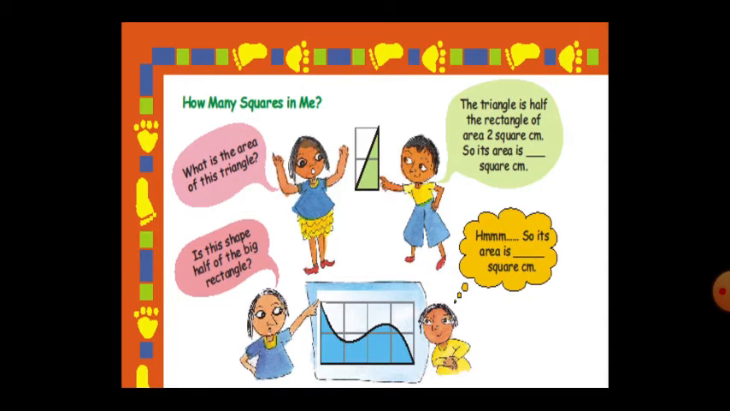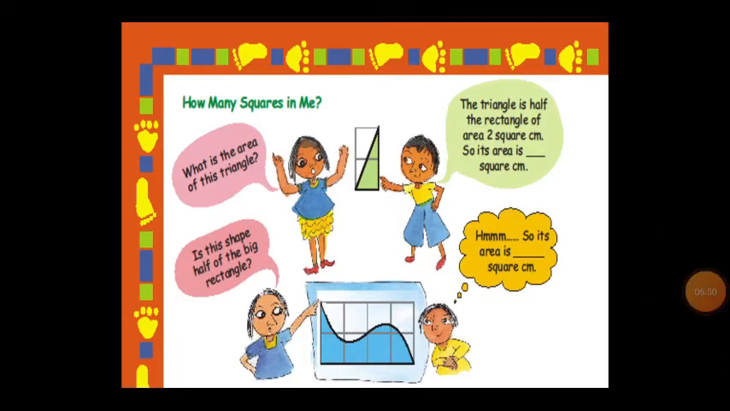How many squares in me? See, what is the area of this triangle? You know the formula to find the area of a triangle. How to find the area of a triangle? See here, first you can see here how many squares in me. What is the area of this triangle? See, you can observe here.